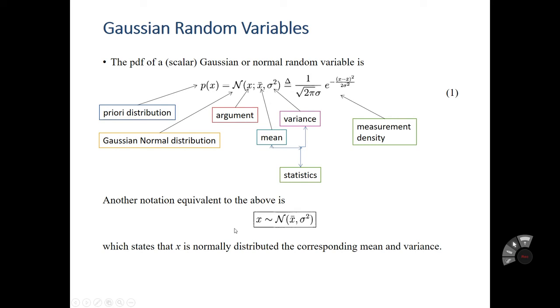Okay, because this is a complex mathematical problem, there is another notation equivalent to the above equation, like x is approximately equal to normal of mean and variance. This is just notation, like p of x equals normal of mean and variance, and equals this density measurement. So it states that x is normally distributed with the corresponding mean and variance.